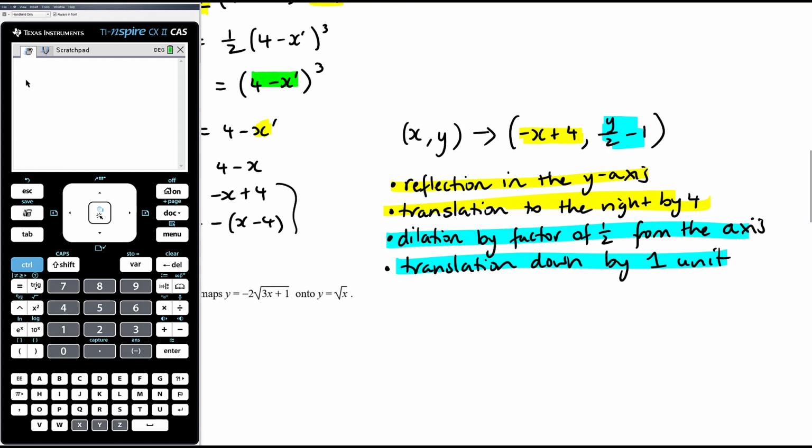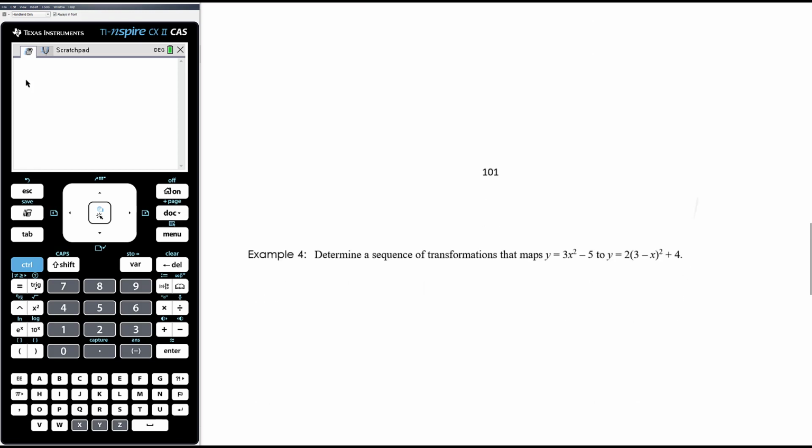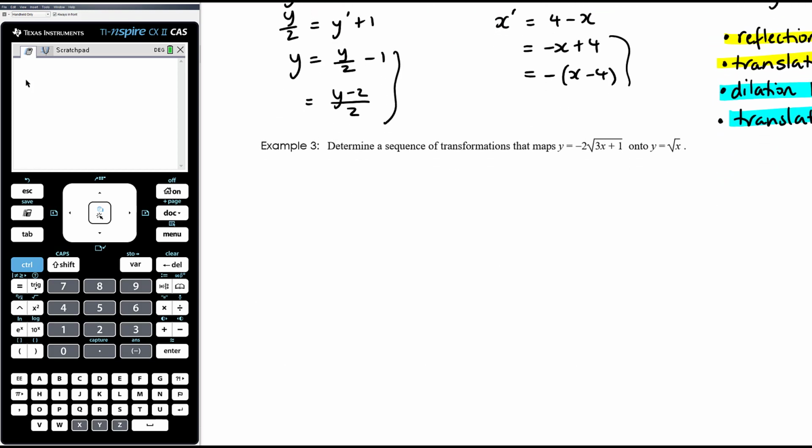I want you to be able to think back to this and think, would that sequence given in the answer still result in the correct expression for the image of x and the image of y? Okay, example 3, I thought it might be the last one, but we've got a couple. Okay, so this time we want to determine a sequence of transformations that maps this to this.